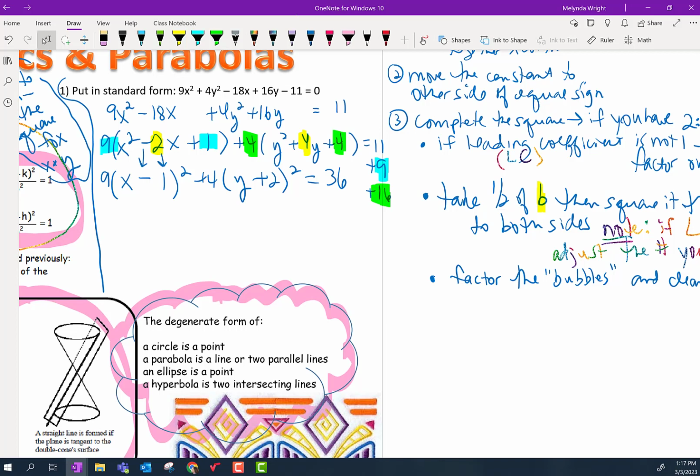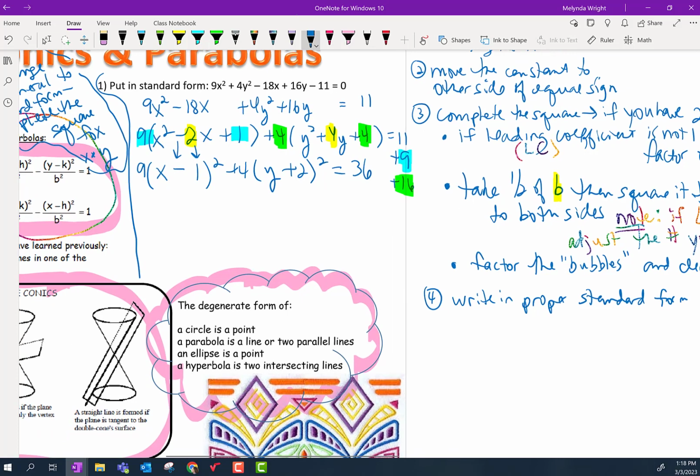Okay, after we complete the square, our fourth step is to write in proper standard form. Write in proper standard form. This has to look like one of those 7 equations that I just highlighted in pink. It has to look like that.